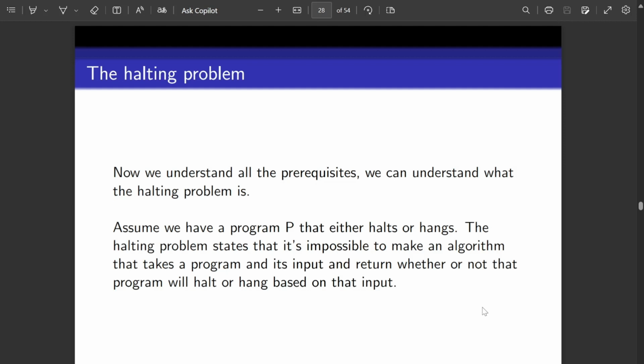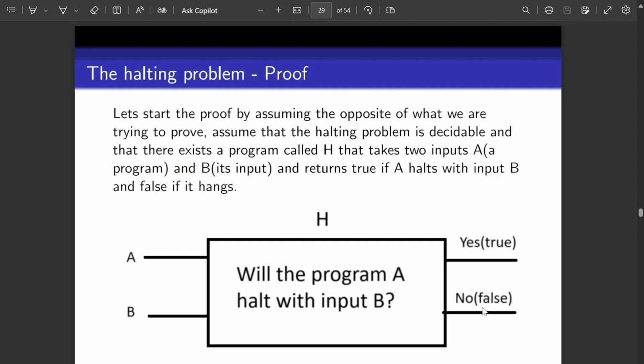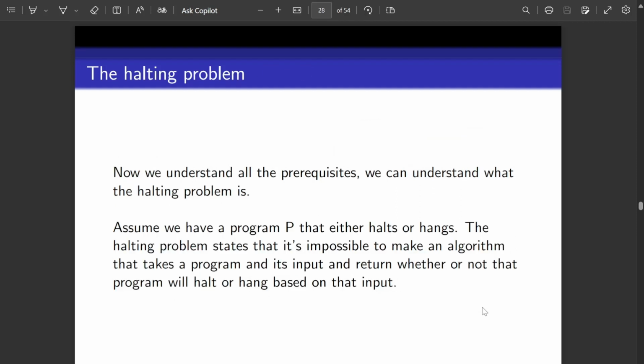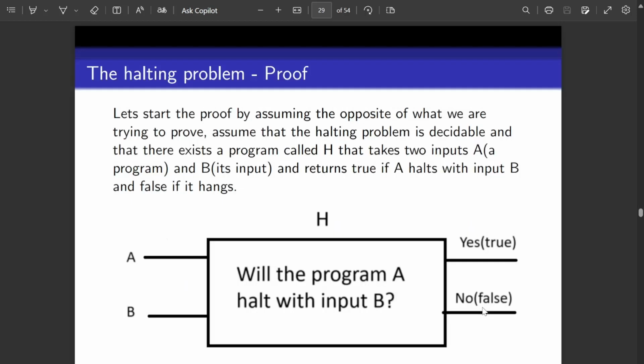So assume we have a program P that either halts or hangs. So it either stops at a certain point or it goes on forever. The halting problem states that it's impossible to make an algorithm that takes a program and its input and returns whether or not that program will hang or halt based on that input. That's great and all, but how do we prove this? How do we know that it's undecidable? How do we know that there is no program that can actually solve the halting problem? Well, that leads us to our proof.